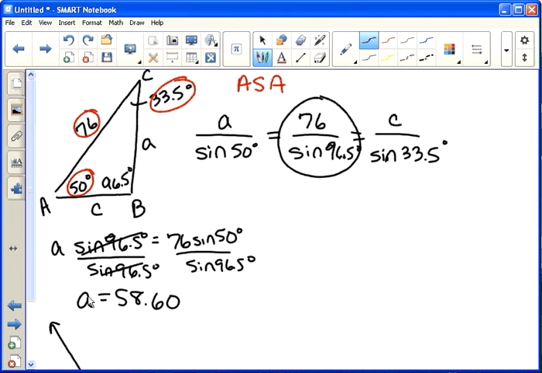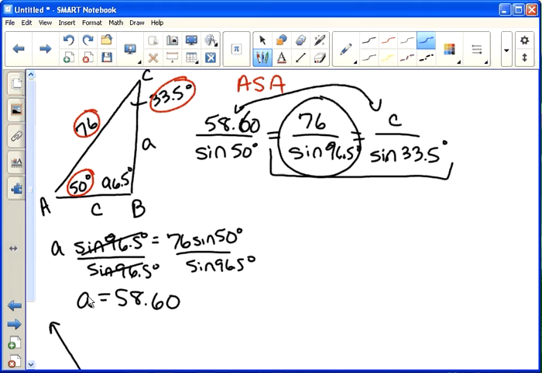Okay, very good. Now, again, you could now replace the A with 58.60 and use these two together to solve for C. And that's okay, but it's really not best because you've rounded to get that 58.60. So it's best to use these two together to solve for that next part. So I'm going to change to blue so it looks a little different that way. Cross multiply and you get C times the sine of 96.5 degrees equals 76 times sine of 33.5 degrees. To get C by itself, divide both sides by sine of 96.5.